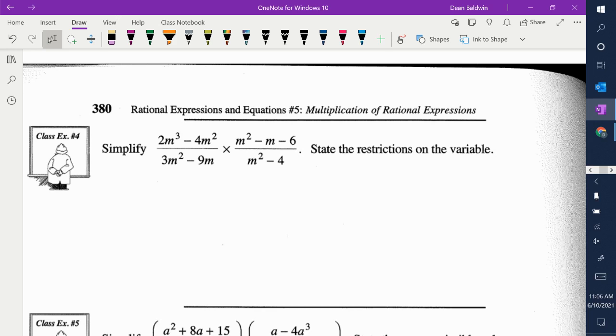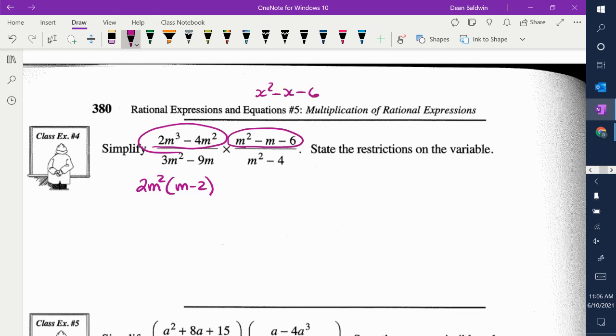All right. Looks big and complex. It is not. What do we do every single time? What is your first step on every question like this? Factor, factor, factor. All right. What can I do to this? Pull out a 2m squared. I'm left with m minus 2. What can I do to this? Think of it as this. Factor it, right? What multiplies to negative 6 and adds to negative 1? 2 and negative 3.